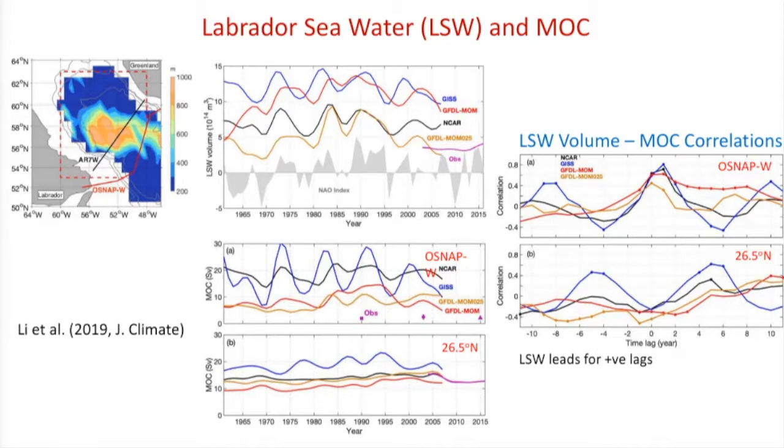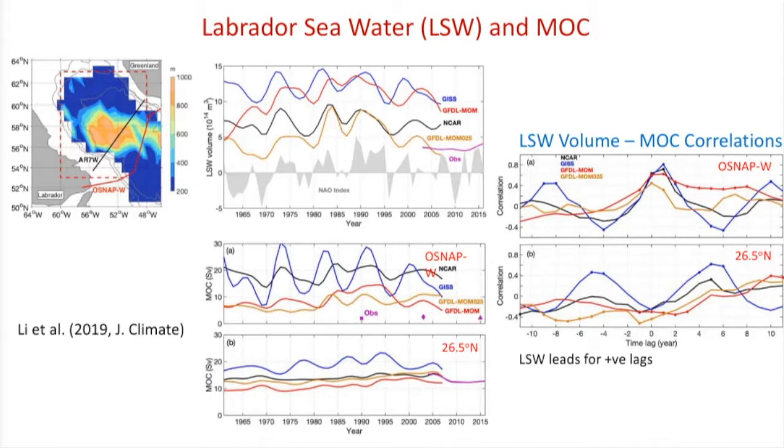So the top panel is showing the Labrador Sea volume as a function of year, and the observational estimate is shown here in purple. One thing that we see is that models tend to overestimate the Labrador Sea water volume. The bottom panels show the overturning at the OSNAP West line and at the 26.5 RAPID line.